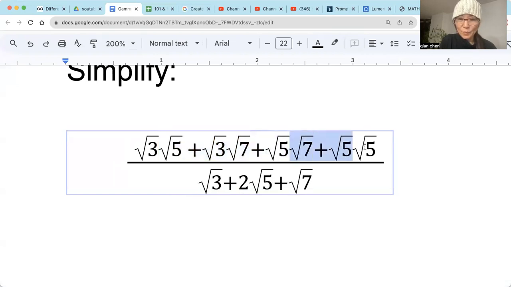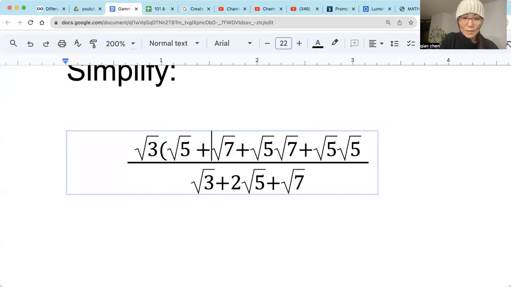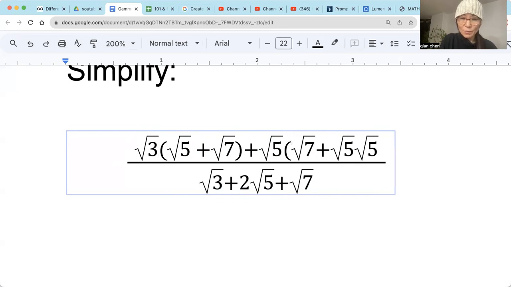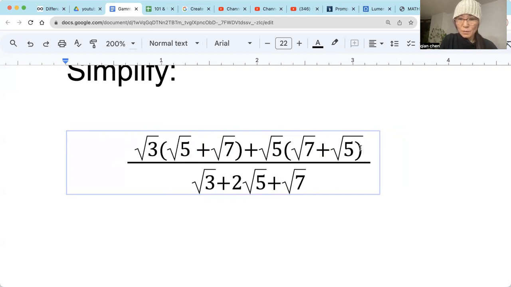So for those two members, square root of 5 is a common factor. And inside the parentheses, I also have square root of 7 plus square root of 5. Okay, let's do that. So for the first two terms, let's factor out square root of 3. Then inside the parentheses, I have those two. And for the second, let's factor out square root of 5. Okay, so this one, let's have the parentheses outside.